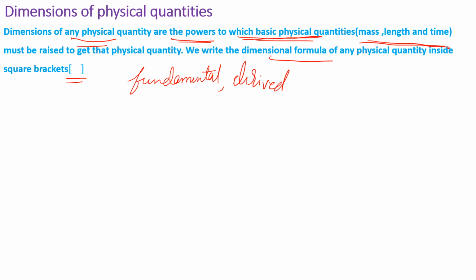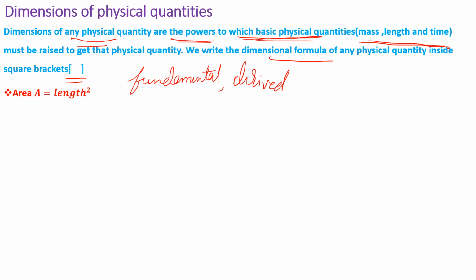That means any physical quantity can be written in terms of mass, length and time by raising the power of each physical quantity to certain values. So the powers to which we raise the physical quantities to get the required physical quantity, that we call the dimensions. Say for example, area.